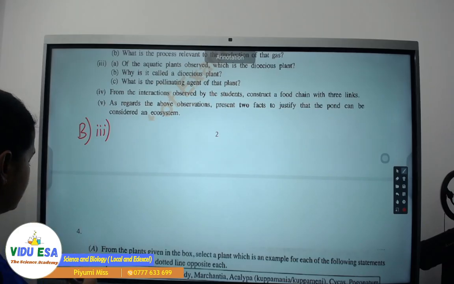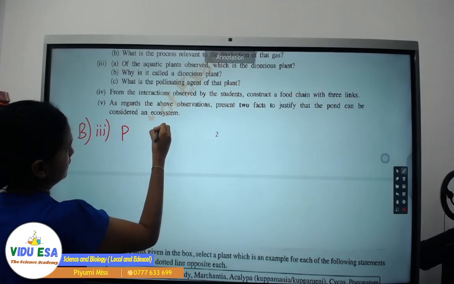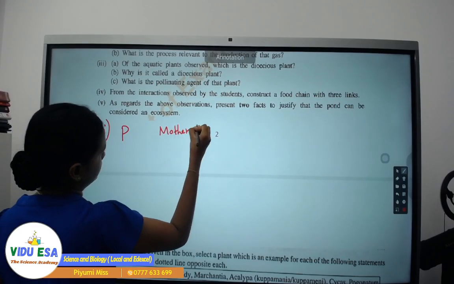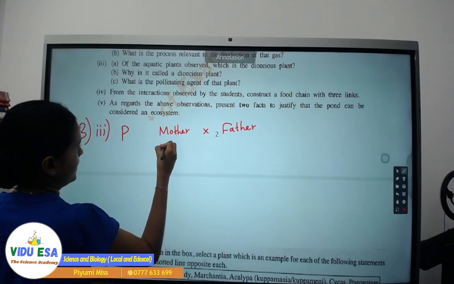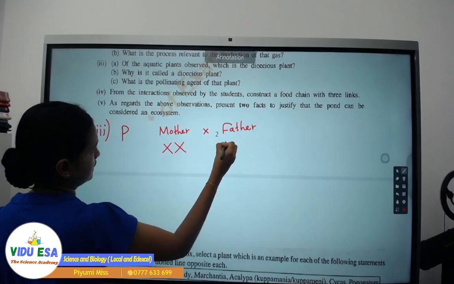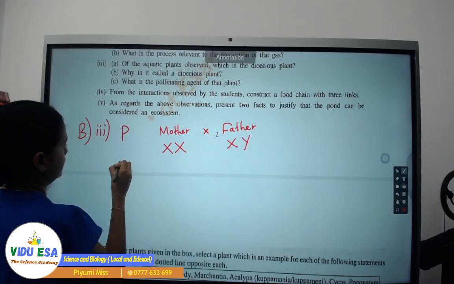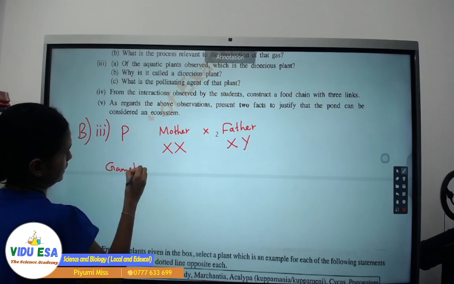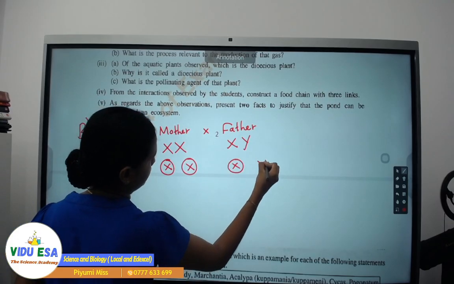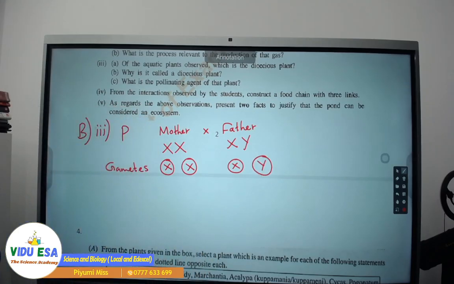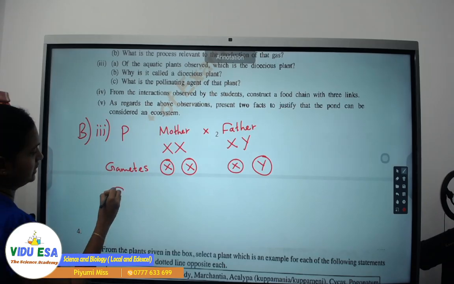So here we can start with parents, mother, father, or you can put male, female. So the mother is XX, and the father XY. Then you can write the gametes. Here X, here X and Y. So the children, or the first filial generation, you can write it like this.